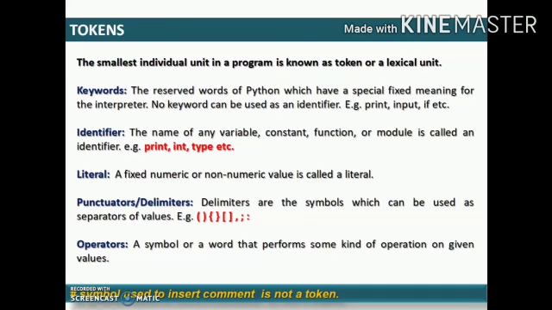Tokens. The smallest individual unit in a program is known as a token or a lexical unit. Tokens can be categorized into 5 categories: keywords, identifiers, literals, punctuators, and operators. Keywords are the reserved words of Python which have a special fixed meaning for the interpreter. No keyword can be used as an identifier, for example print, input, etc.